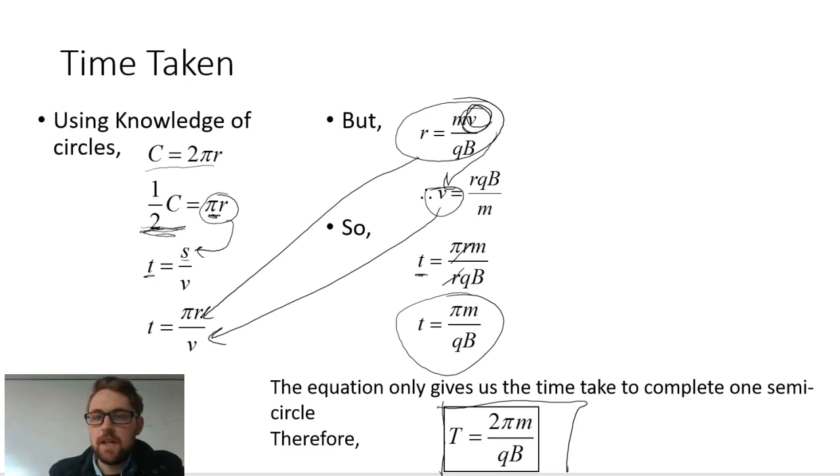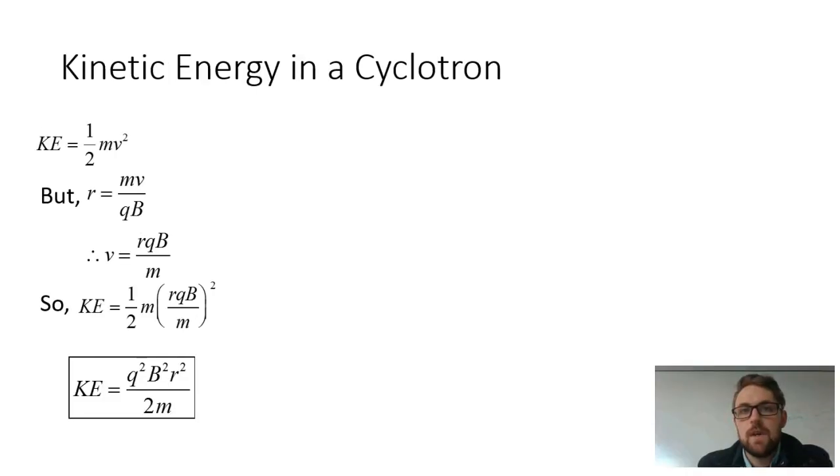So all I've done is times this by 2 to get the full circle. This is the time it takes for our particle, our proton, to go all the way around the cyclotron in a circle. And that's really important, and we're going to use that in an example later. All right, we have another equation, and again, bottom right.